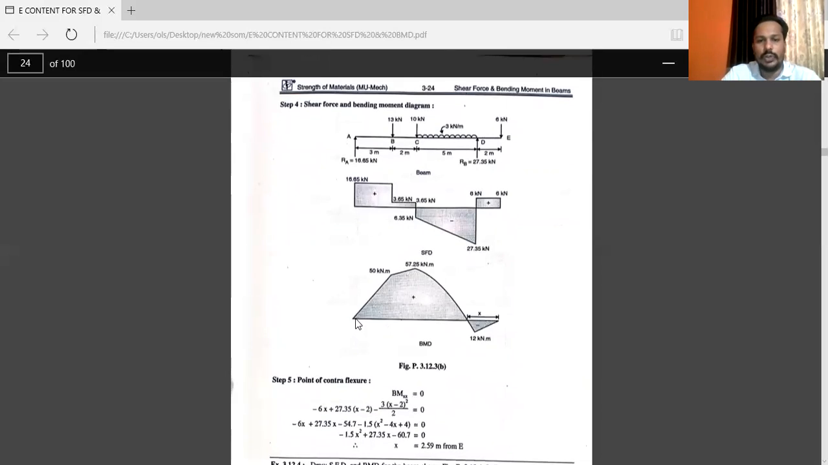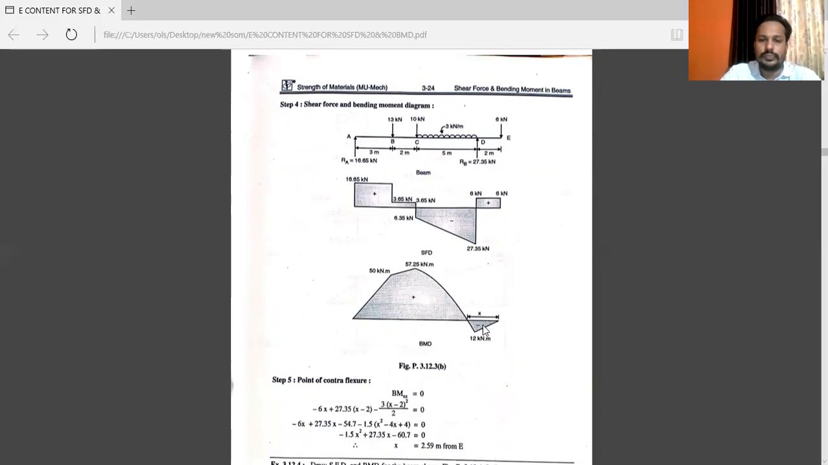Similarly, you have to draw the bending moment diagram. You can see the bending moment diagram. This is A point. At point B, we have 50 kilonewton meter. At point C, the value is 15.25 kilonewton meter. At point D, that is minus 12 kilonewton meter, and at point E is 0.